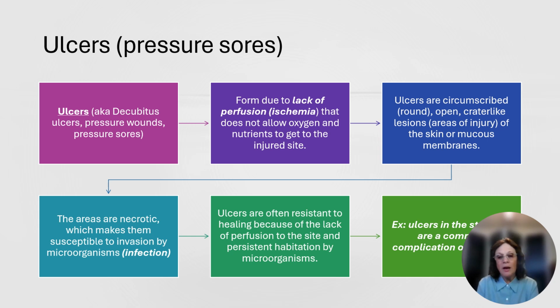Now, we talked about the healing process of pressure ulcers in the previous presentation, so we're talking about some of the complications here. Again, ulcers or pressure sores are also known as decubitus ulcers, pressure wounds, pressure sores, and they happen because somebody has had ischemia. They have a lack of perfusion that didn't allow oxygen and nutrients to get to a specific site in their body. And with that, it actually causes a breakdown of the tissue. So an ulcer is a round area. It's usually open and very crater-like, meaning it's deep-ish, depending on the stage of it. And it causes a break in the skin and the mucous membranes.